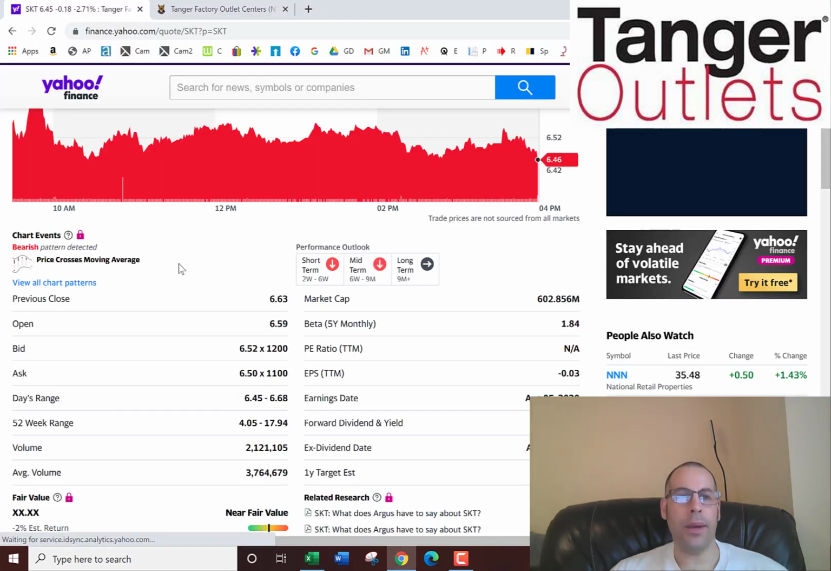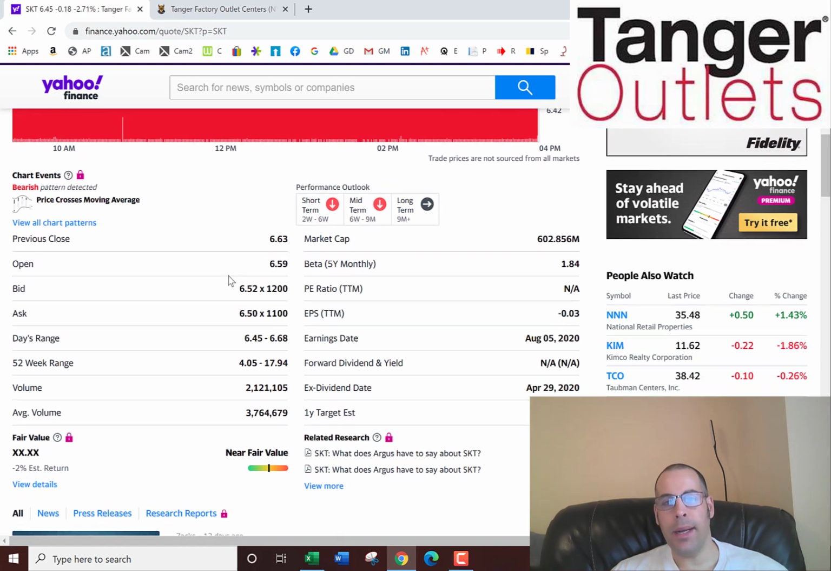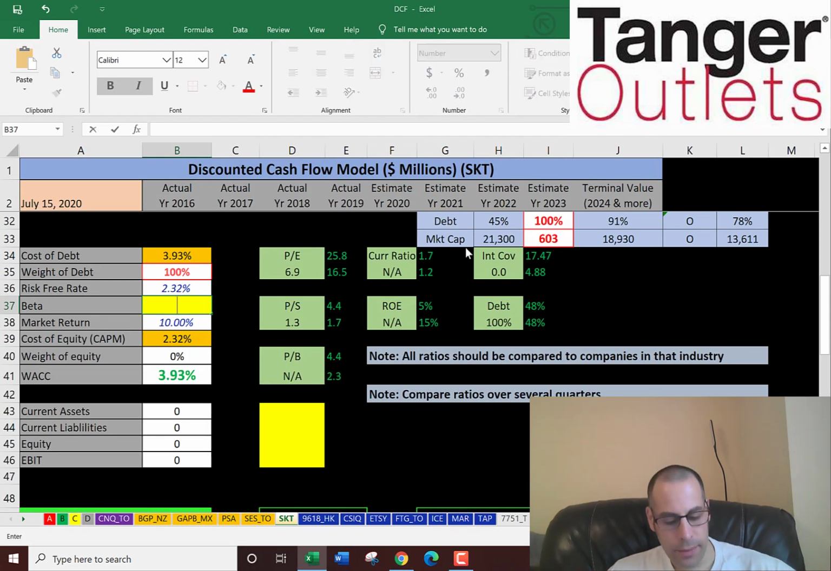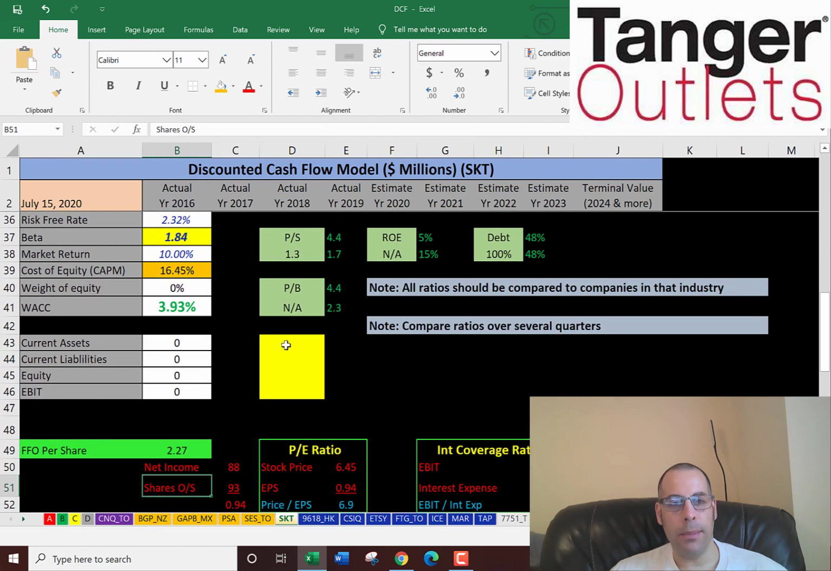We need the cost of equity, so let's pull the beta. The beta is how volatile the stock is relative to the entire market. They have a beta of 1.84. So the stock is a bit more volatile than the market, almost 2 times as volatile.